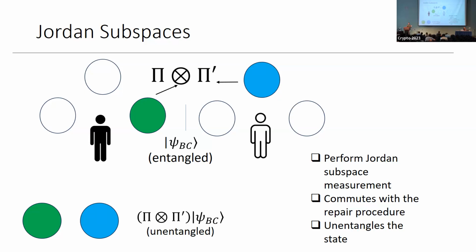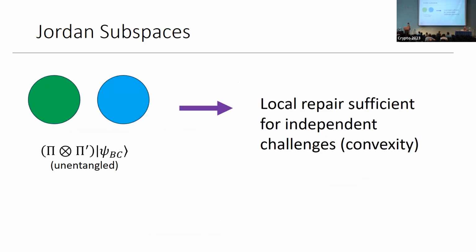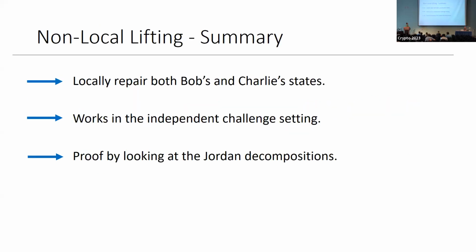And here's a high-level summary of why it works. It's by observing that if you consider the Jordan decompositions of Bob's and Charlie's registers, the projection onto the Jordan subspaces commute with the state repair procedure. So you can assume it's performed without performing any repairs, without loss of generality. Now, also we observe that that projection unentangles the state. And once the state is unentangled, you can do a convexity argument to show that locally repairing each register actually globally repairs the state.